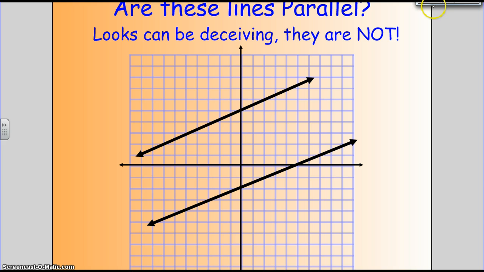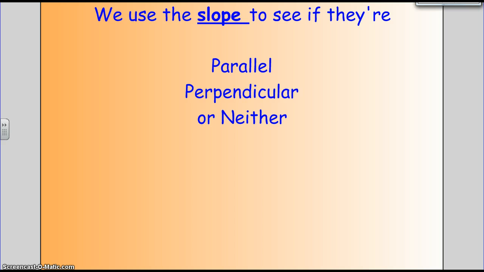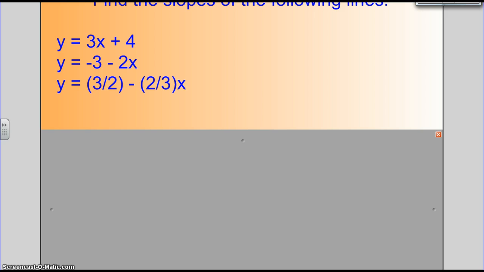Here, if we want the lines to be parallel, make sure you have the same slope. So we're just repeating the fact that they have to have the same slope, and we checked the slopes and they weren't parallel. We use the slope to see if they are parallel, perpendicular, or neither.